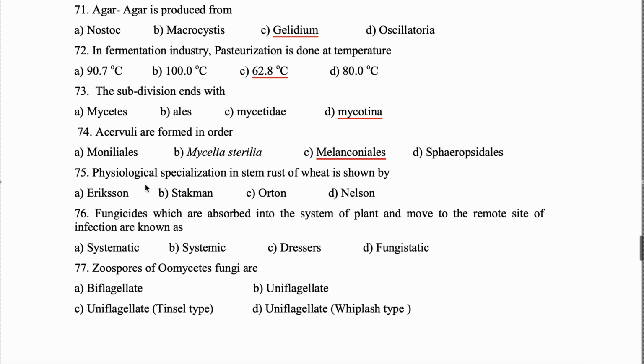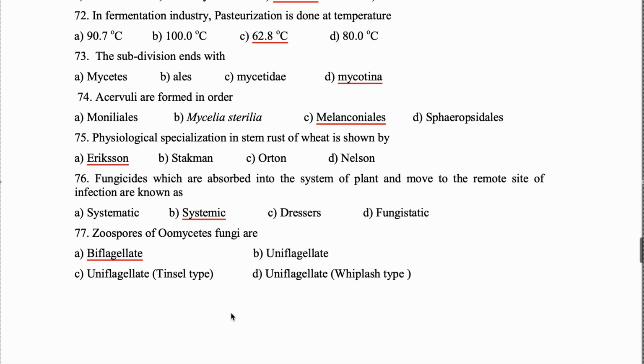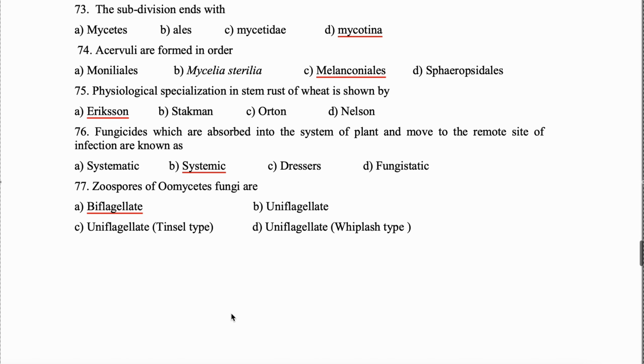Question 75. Physiological specialization in stem rust of wheat is shown by Erikson. 76. Fungicides which are absorbed into the system of plant and move to the remote site of infection are known as systemic fungicides. 77. Zoospores of Oomycetes fungi are biflagellate. So one will be whiplash type and the other tinsel type.